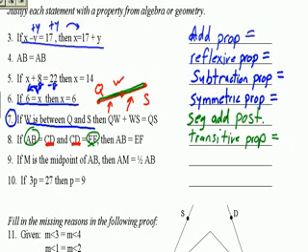Next we have something very important. If M is the midpoint of segment AB, then AM is equal to 1/2 AB. Now we said if we were to tell that two halves are equal, that would be the definition of midpoint. If we're saying that the whole thing is twice as big as one of the halves, then that's the midpoint theorem.